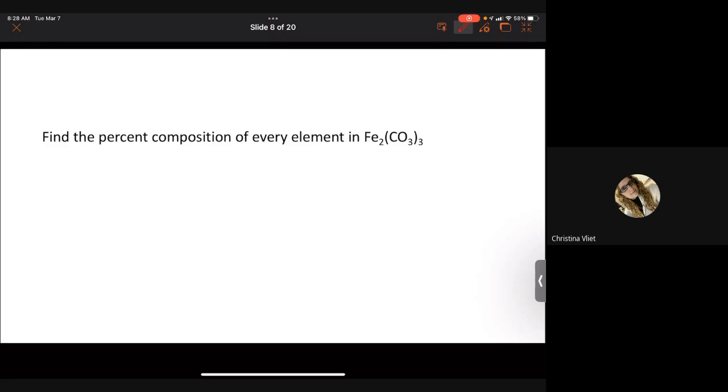Second question, find the percent composition of every element in Fe2(CO3)3. Work ahead of me if you're feeling comfortable. In about a minute, I'm going to go ahead and start solving it. Same technique as the last question.